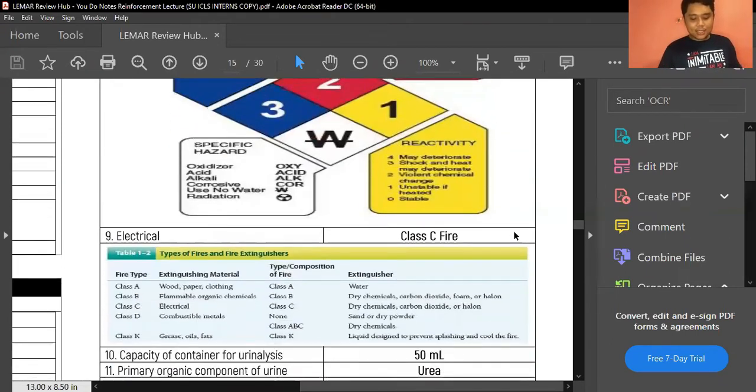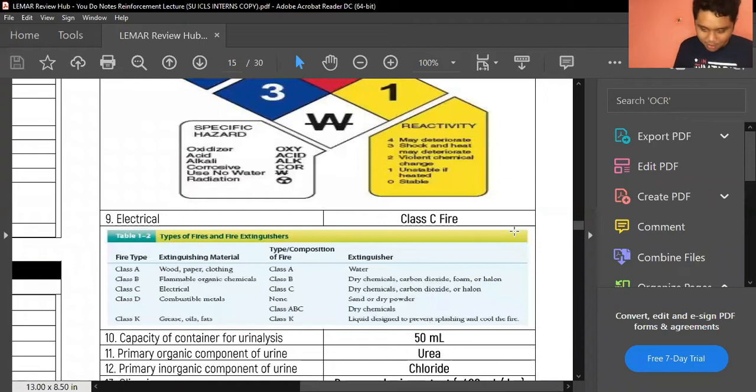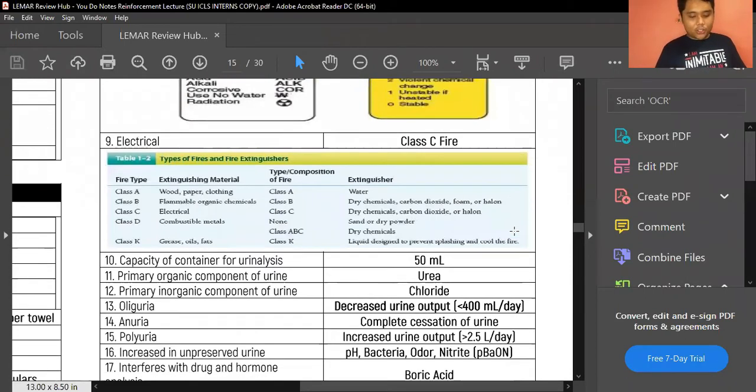Okay, electrical, what is this type of fire? Of course, class C. Remember, kuryente, electrical. Letter B is basa, so that's for flammable organic chemicals. And class K, kitchen waste, or cocina, all right? Next, for your analysis, the capacity of the container is 50 ml.